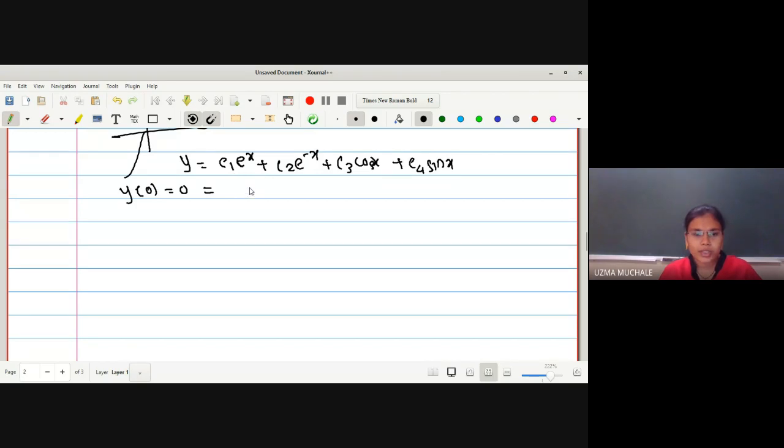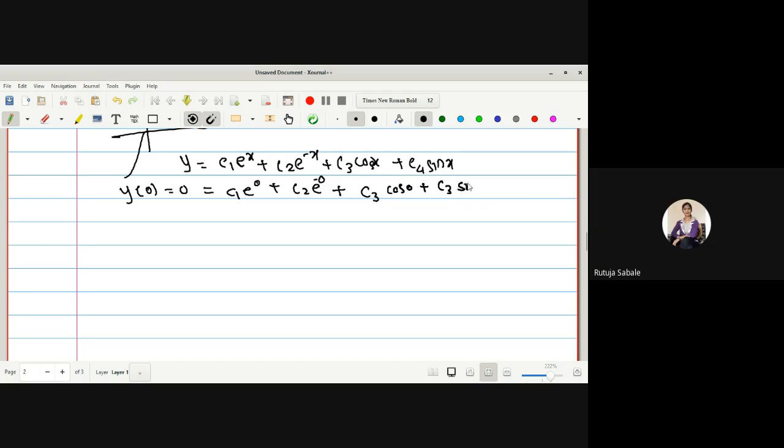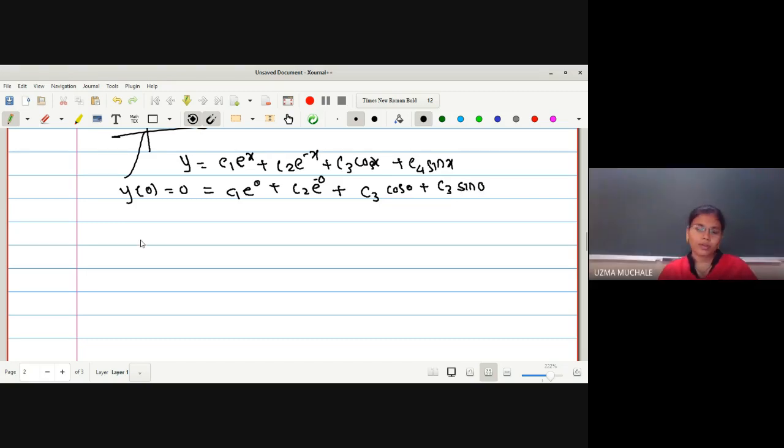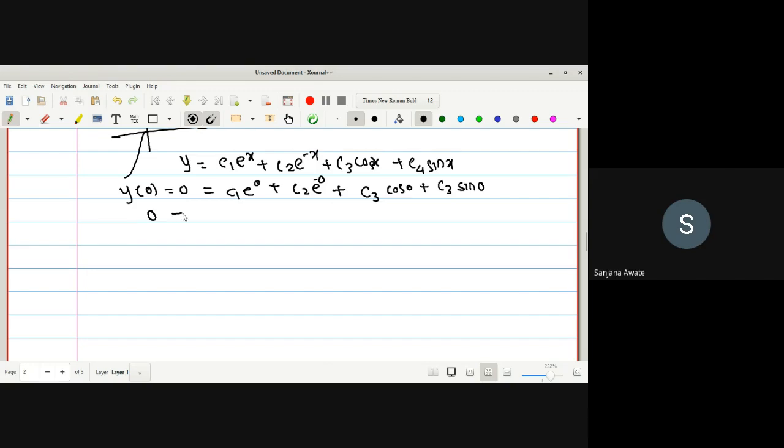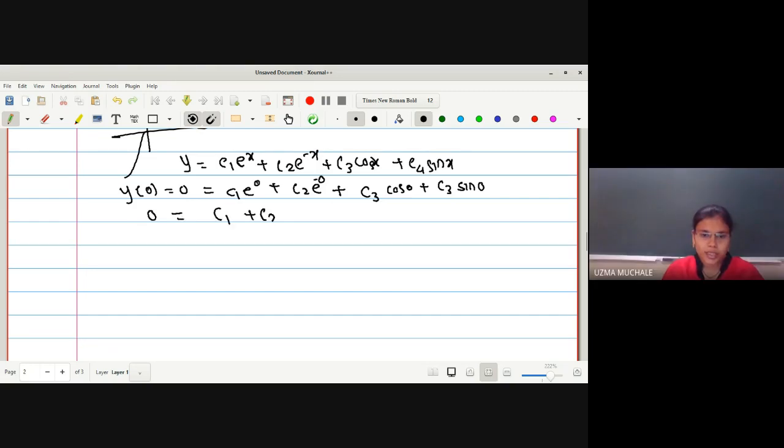Now y of 0 is equal to 0 means what? We have to put the value of x as 0 in this equation. So it will be C1 e raised to 0 plus C2 e raised to minus 0. It will be again 0. You can write minus 0 also, no doubt it will be again 0. So for 0 there is no positive or negative. C3 cos 0. What will be the value of cos 0? Can anyone tell me? 1, 1, 1, 0. 0, 0. Okay, so which is equal to C1 plus C2 plus C3 into 1. Sin 0 is 0, so we have only one term less.